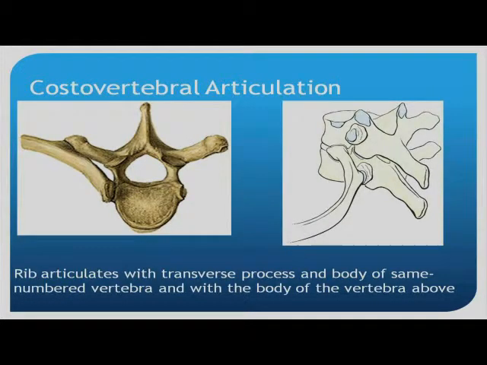And that relationship is very important when you're thinking about any patient with thoracic somatic dysfunction, because when the rib comes in and articulates, it articulates with the transverse process and then the body of the same numbered vertebra and the vertebra above. So if you have rib dysfunction that you're having a difficult time correcting, then you want to look at both of those vertebral bodies.